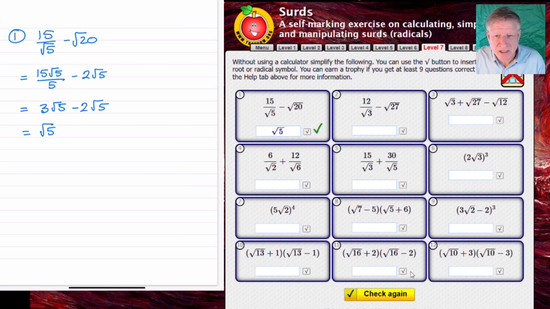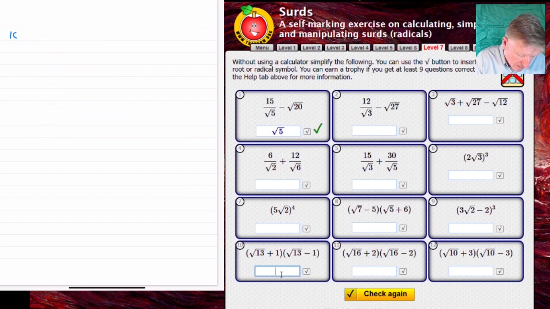So each of these is of a different type. A little bit of problem solving here to do these, but I would like to go to question 10, because question 10 will prepare you for level 8. Question number 10 is root 13 plus 1 multiplied by root 13 minus 1.